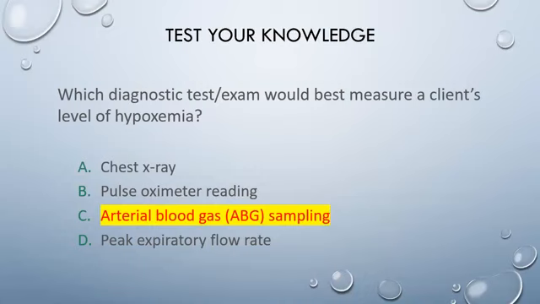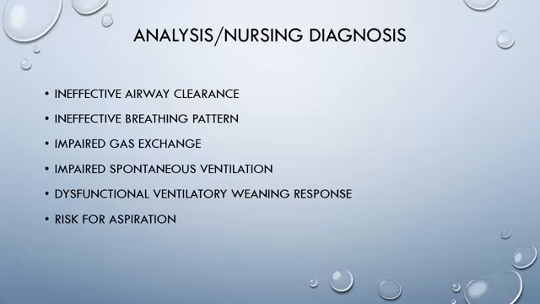It's not as accurate. Arterial blood gas sampling is a literal sample of the blood that they test for these items. So that is the best way to measure. Okay, and that's how you can kind of work through that kind of thing.